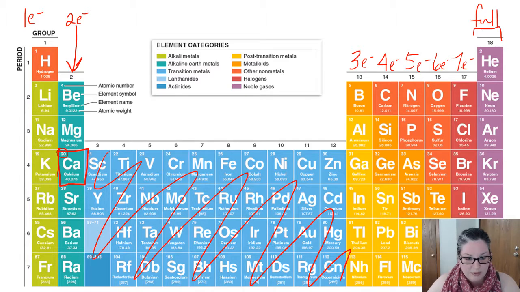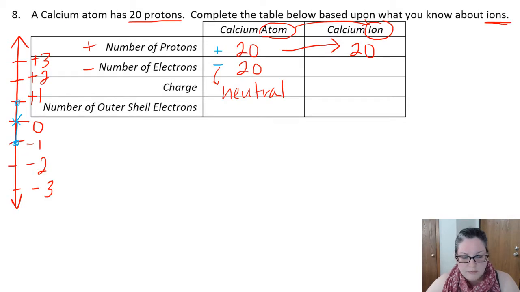So calcium, just like beryllium here, and magnesium, and strontium, and barium, and radium, they all have 2 electrons in their outer shell. So that's how we know about that one. From the periodic table, we learned that calcium has 2 outer shell electrons.